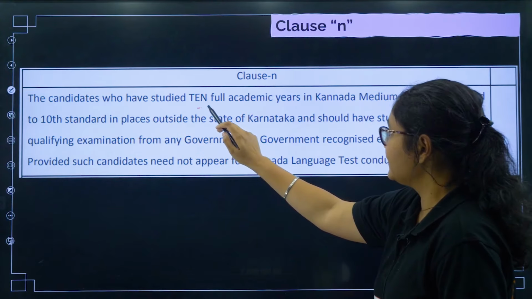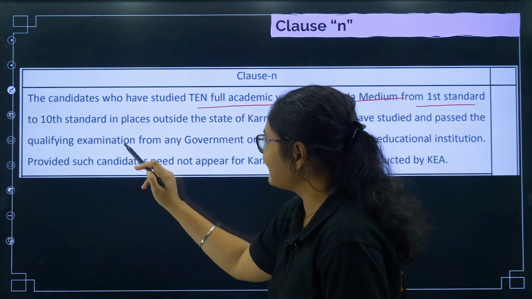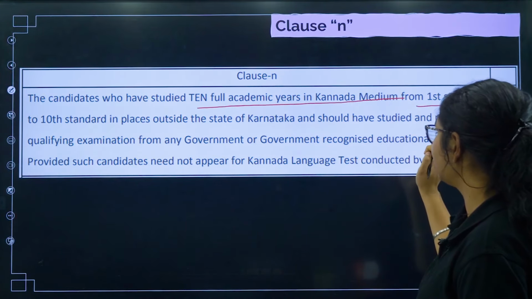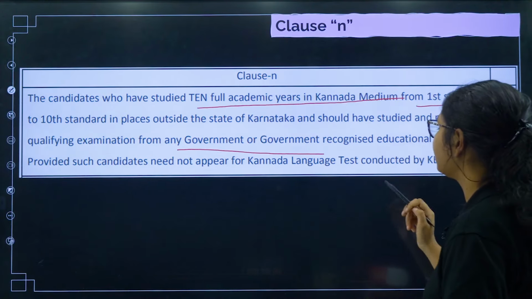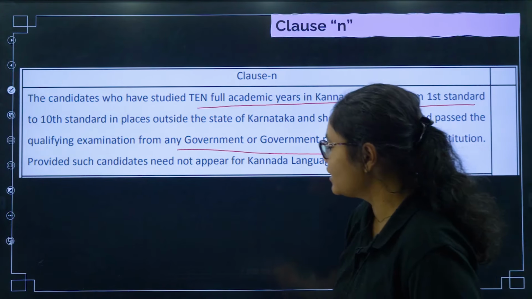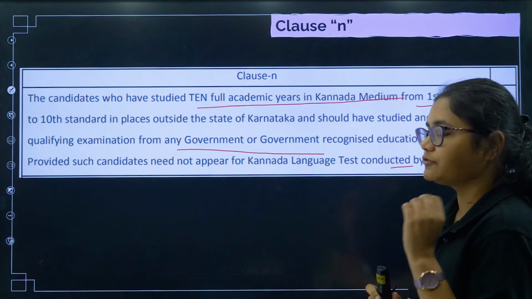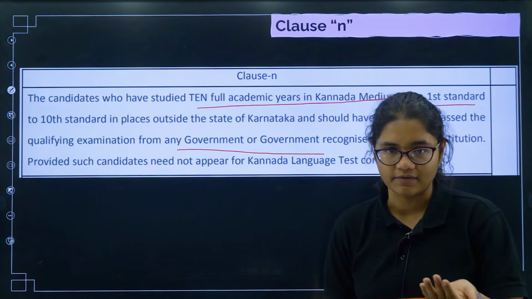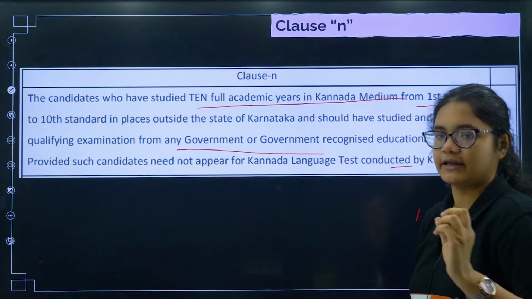Candidates who have studied 10 full academic years in Kannada medium from 1st to 10th standard in places outside the state of Karnataka, and should have studied and passed the qualifying examination from any government or government recognized educational institution, provided such candidates did not appear for the Kannada language test. So if you have studied in Kannada medium but not in the state of Karnataka, in any other state, okay, in that case you do not have to give this Kannada language exam.